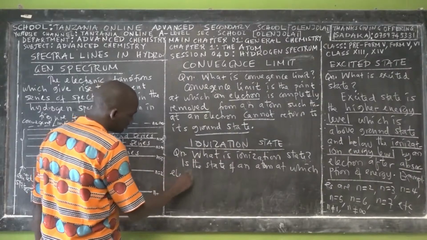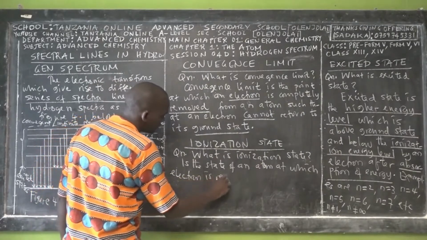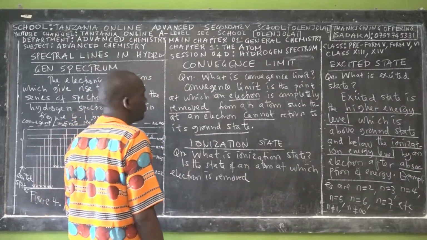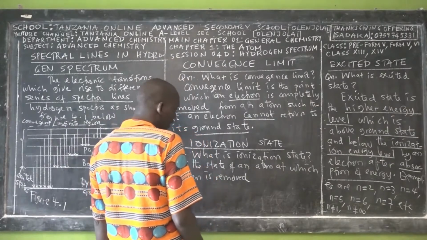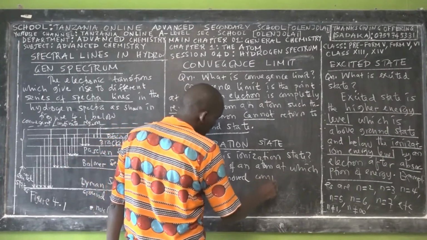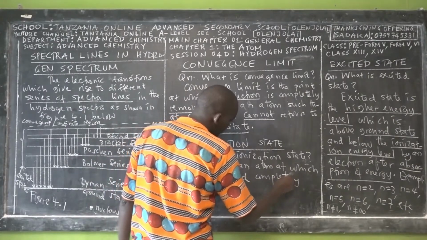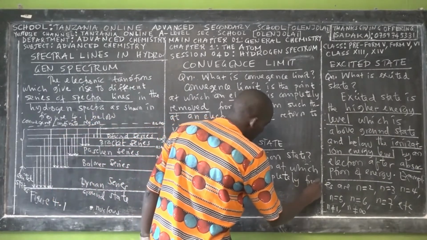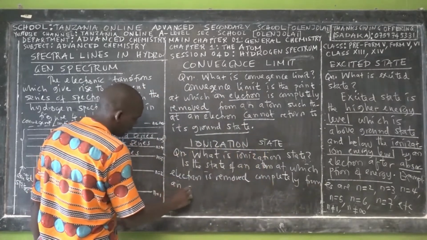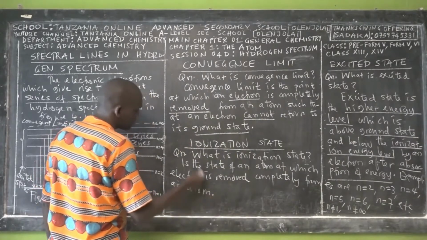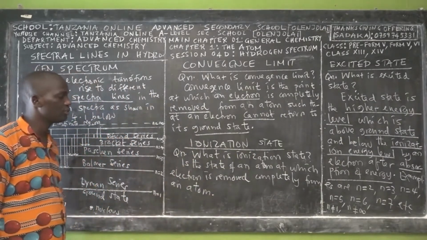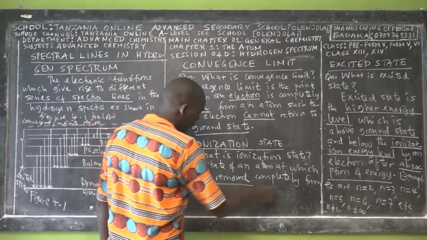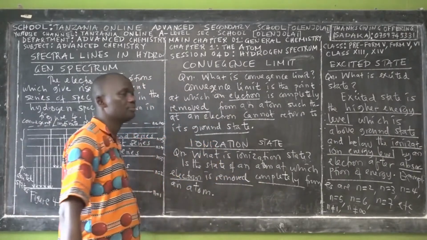an electron is removed completely from an atom. That means ionization state. So it's a state of an atom at which an electron is removed completely from an atom.